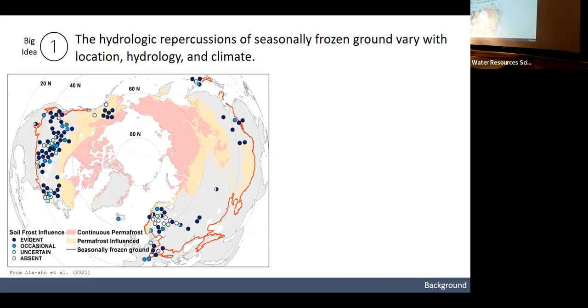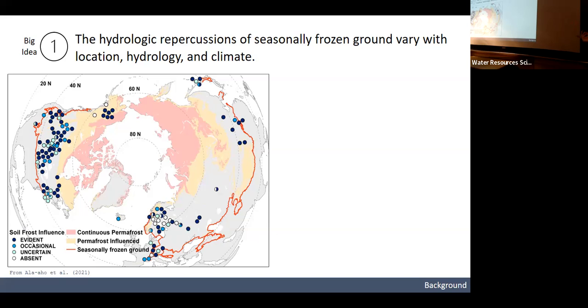So handily, there was actually a review paper published last year about soil frost and its influence on what the authors of this paper deemed hydrologic repercussions. So this was anything from frost's effect on stream flow, infiltration, ET, biogeochemistry. They all kind of lumped it into this term, hydrologic repercussions. And they looked at 300 studies that have looked at these hydrologic repercussions of soil frost. And they categorized them into either showing evident, occasional, uncertain, or absent effects of soil frost.